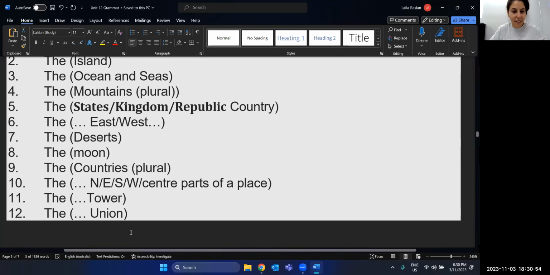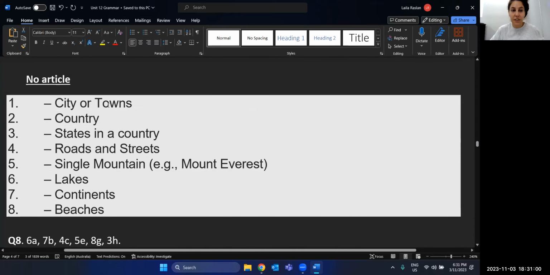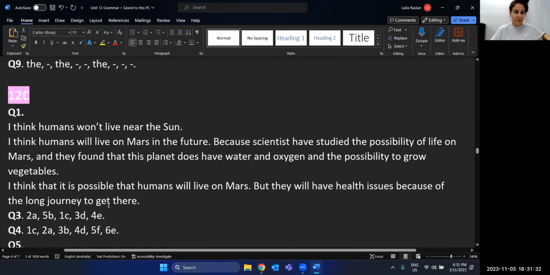Then we have when not to use the. Cities, you do not say the. Towns, they're like little small villages. Country, you do not say the. The state in a country, roads and streets, you do not say the, but be careful. Yes, some roads do have the word the. The mountain, if it doesn't have an S, Mount Everest, you don't say the. Lakes, you do not say the. Continents like Australia, Africa, America. Beaches, you don't say the. It's Glenelg Beach, Henley Beach, Noarlunga Beach.